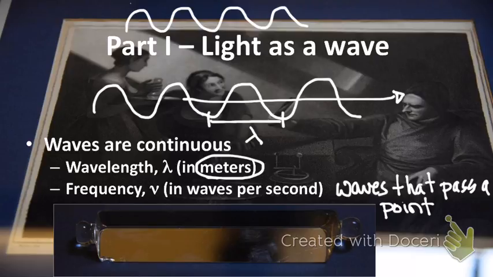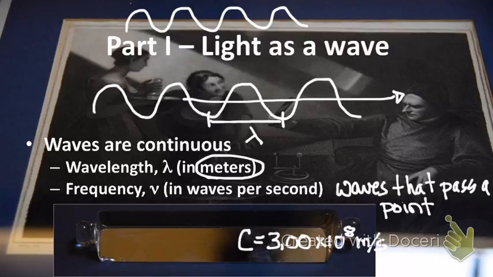Now, all light waves travel at the same velocity. What do we call that velocity? The speed of light. It's a very important number, so it gets its own special name. The speed of light is given the symbol c, and it's roughly 3.00 times 10 to the 8th meters per second.